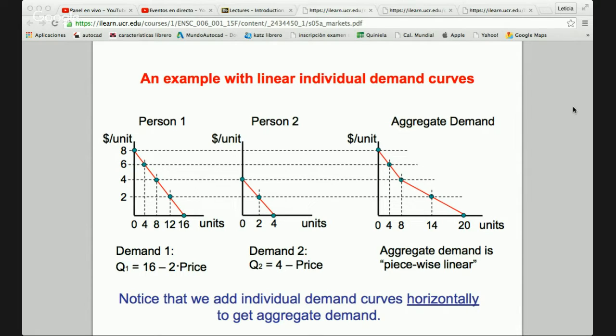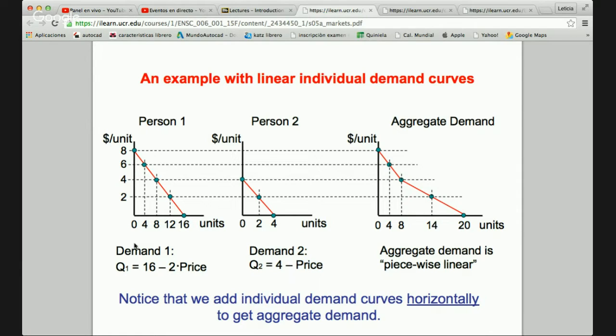So we have here an example of two consumers, person 1 and person 2. And we have the demand for person 1 looks like this, and it's given by this equation right here. You can see the quantity depends on the price for both of them.